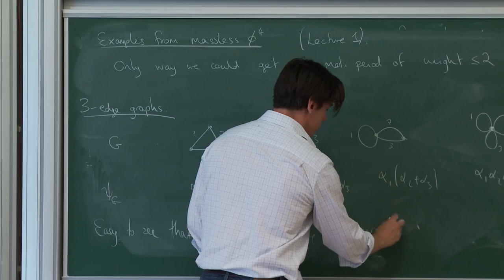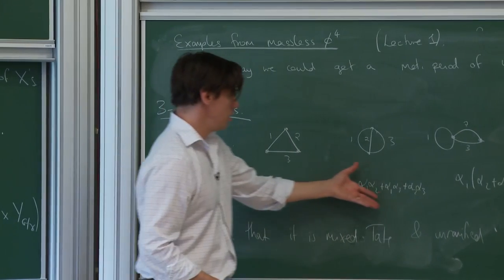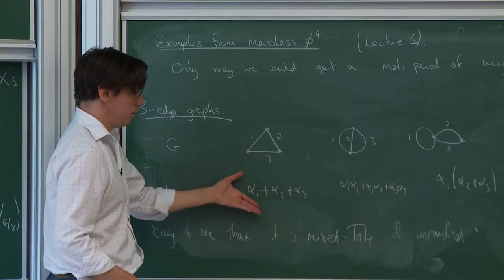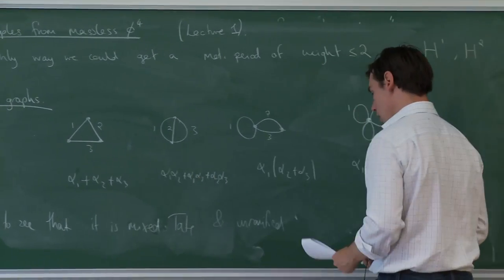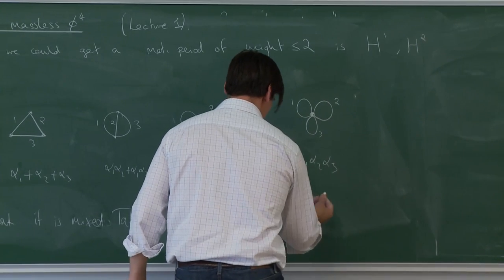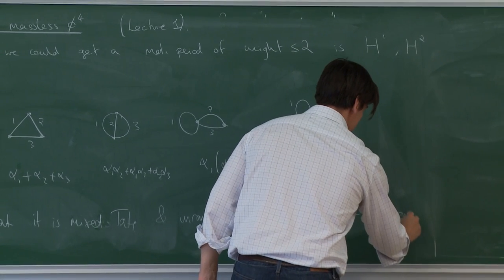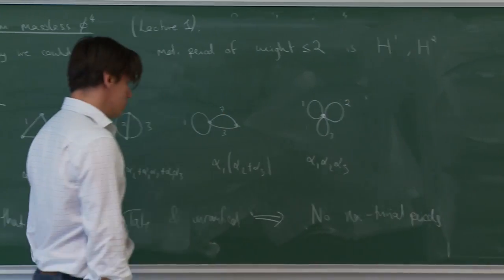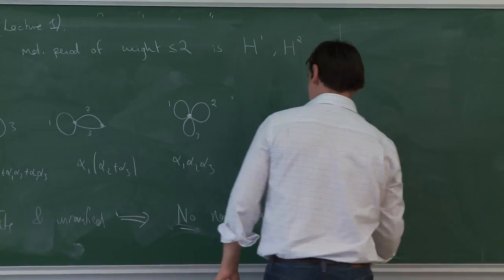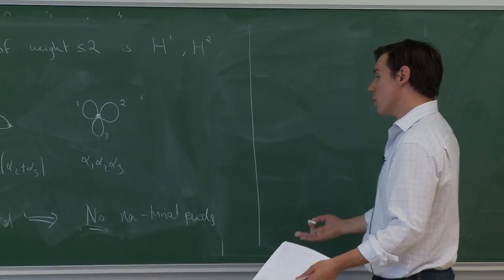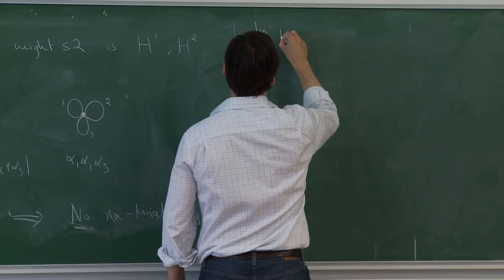So unramified means that when you reduce modulo any prime, something funny doesn't happen. And this is obvious because all the coefficients in these polynomials are 1. So no monomial will disappear, for example, when you reduce modulo 2 or 3. So without doing any thought, in fact, without any calculation, we know that there are no non-trivial periods coming from 3-edge graphs. So there's nothing. And in particular, that means there are no periods of weight up to 2 at all occurring ever in phi to the fourth theory as Galois conjugates. So it's a very special case.